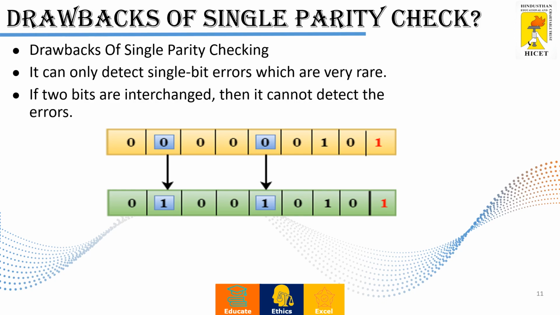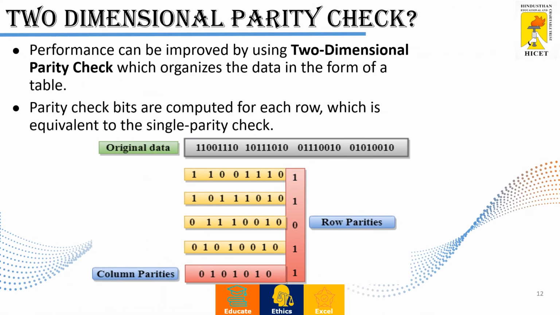Then, two-dimensional parity check. The performance can be improved by using the two-dimensional parity check because it organizes the data in the form of a table. The parity check bits are computed for each row, which is equivalent to a single parity check. So the parity check will be computed for each row and for each column.